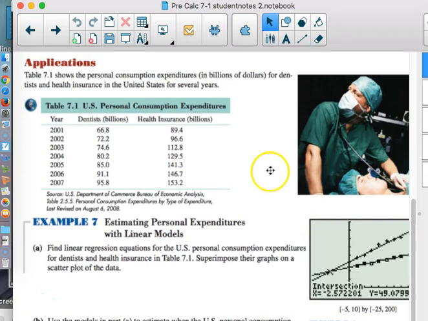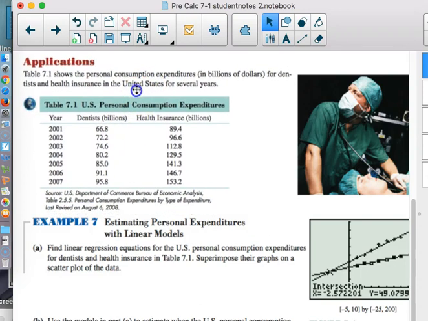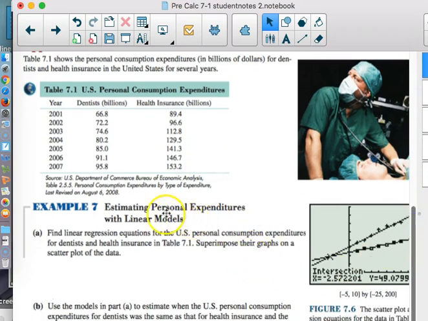But in real life, what we often just want is to know where do the two lines that we have intersect? So our application here says that table 7.1 shows the personal consumption expenditures in billions of dollars for dentists and health insurance in the United States for several years. So we have the years from 2001 to 2007, and then we see the billions of dollars expenditures here that we have for the dentistry, and then health insurance in billions of dollars.